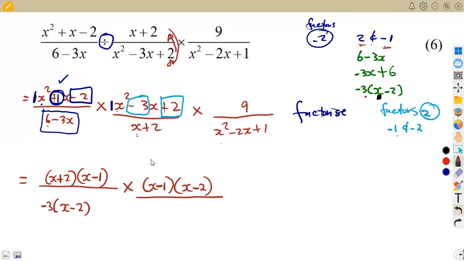That's it. What about x plus 2? Is there anything that we can do there? No, everything is fine. It's fine there. Even the 9, everything is fine.